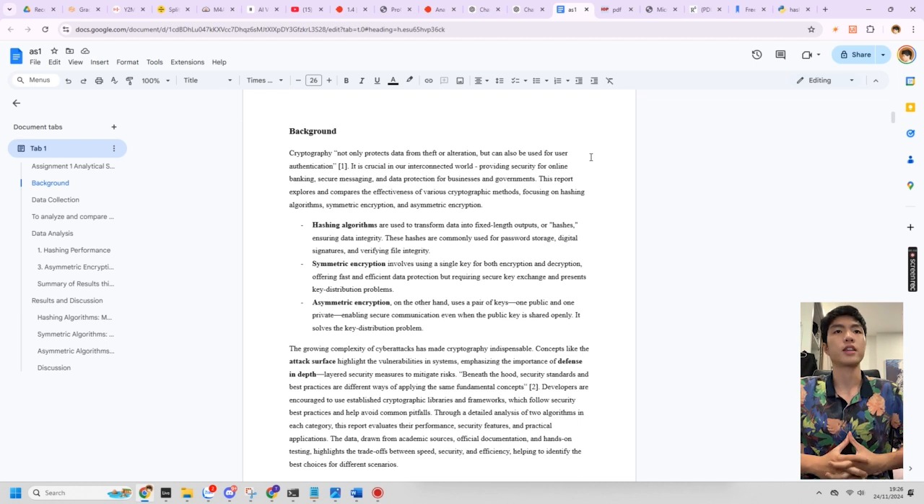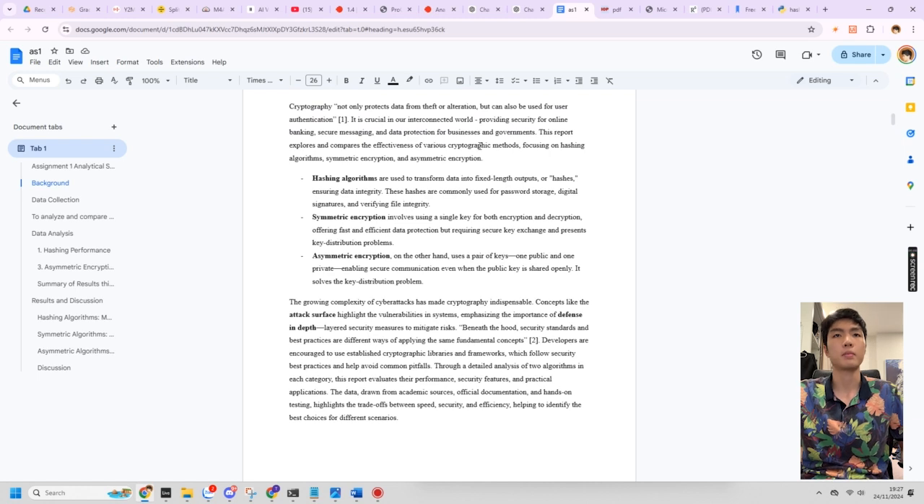So cryptography is not only a thing that protects your data from theft, but it can also be used for user authentication. It is algorithms that can be used for protection and for authentication, and it is crucial in our world today since it provides security for everything that is online. And for this report, I am comparing two different cryptographic methods: symmetric encryption and asymmetric encryption.